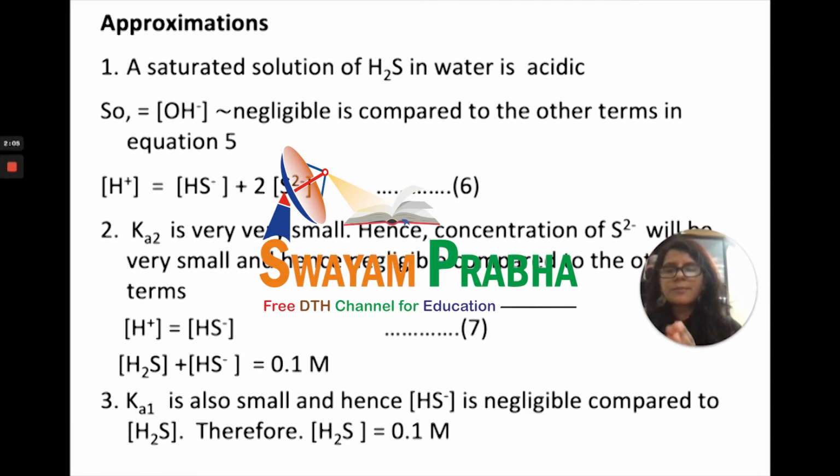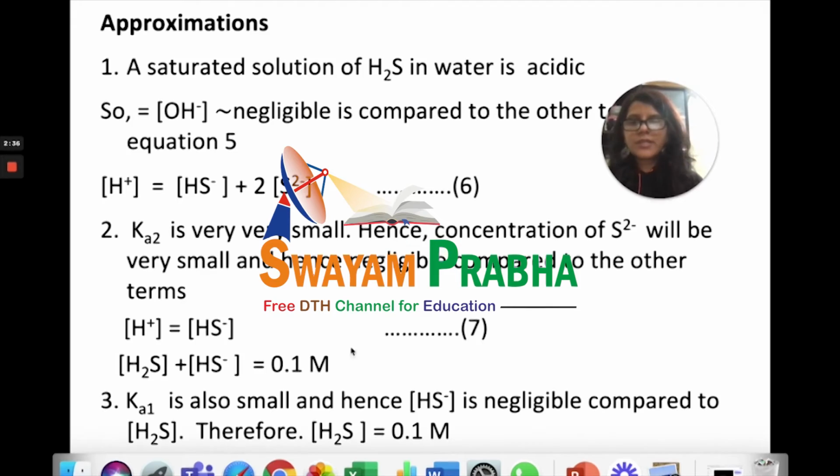Now let us apply approximation to these equations to solve them simply. The first approximation is, because it is a saturated solution of H2S in water, it is going to be acidic. And if it is acidic, then the concentration of OH minus is going to be negligible, right? Therefore, in the expression for the charge balance, we can ignore OH minus and our expression becomes H plus is equal to HS minus plus 2 into S2 minus, right?